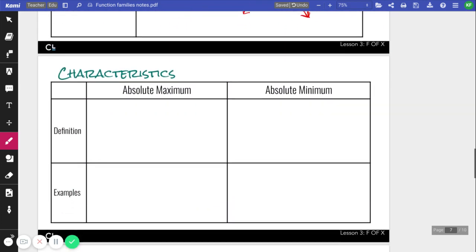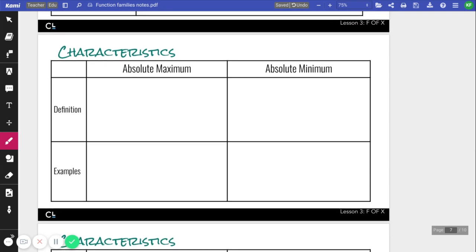Another group of characteristics are the absolute maximum and the absolute minimum. An absolute maximum, think about what the word maximum means. It should make you think of something that's the most. So an absolute maximum is the highest possible point on a function. So it reaches a peak of some sort. It's a maximum. Another way to look at it is it's the point or the ordered pair with the highest y value.